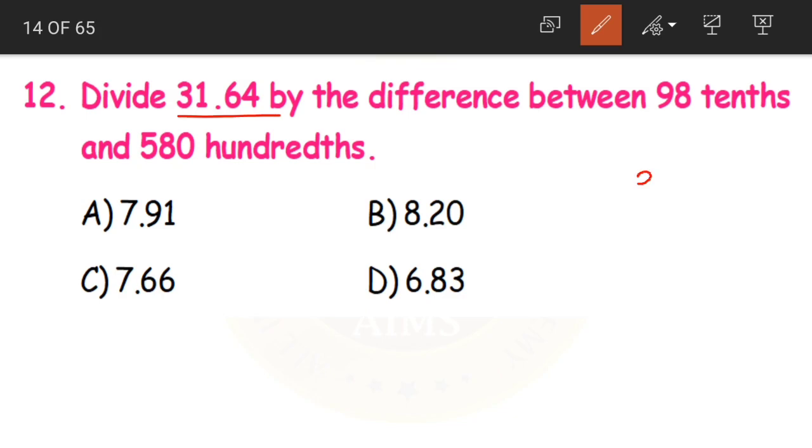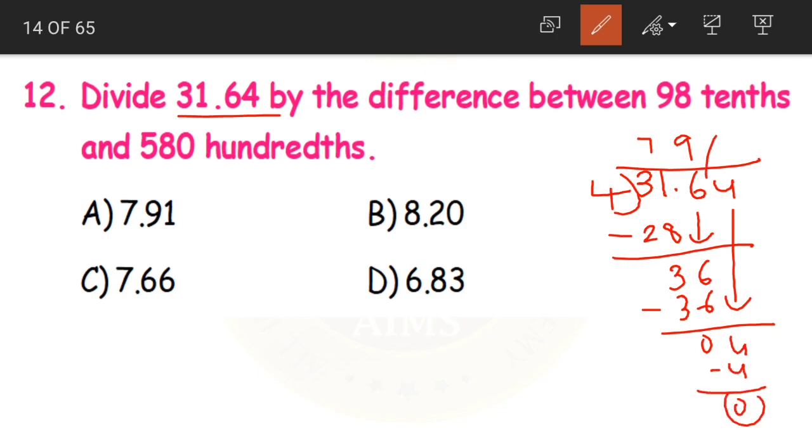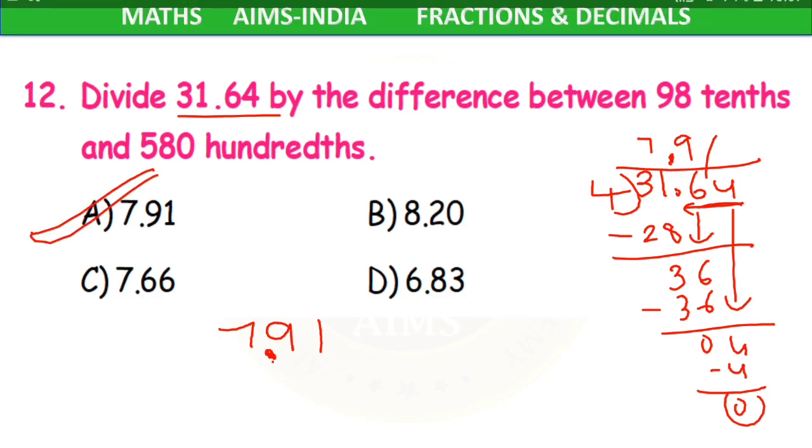Now we have to divide our number 31.64 by 4. We have 4 7s are 28. When we subtract 3 is remaining, 6 brought down, 4 9s are 36. 0, then 4 brought down, 4 1s are 4. Now where to place the decimal point, children? In the dividend, we are having a decimal point after 2 digits from the right. So even in the quotient, we'll place a decimal point after 2 digits from the right. 791 was our answer and we have placed the decimal point here. So option A, 7.91 becomes our correct answer.